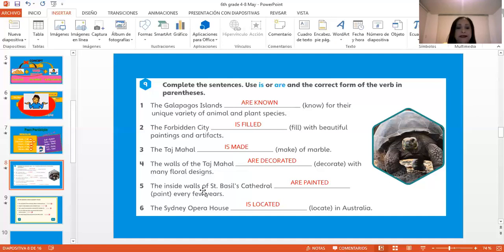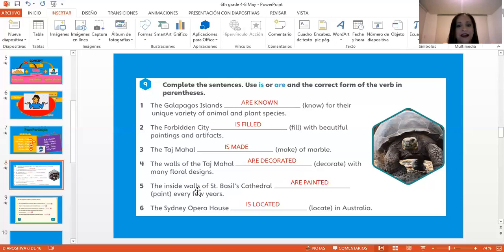5. The inside walls of St. Basil's Cathedral, the inside walls. Pay attention to the subject. The first part of the sentence indicates if the information is in singular or plural. Depending on the singular or the plural, you select is or are. You check the verb, you put the verb in the past participle form, and you complete the sentence.